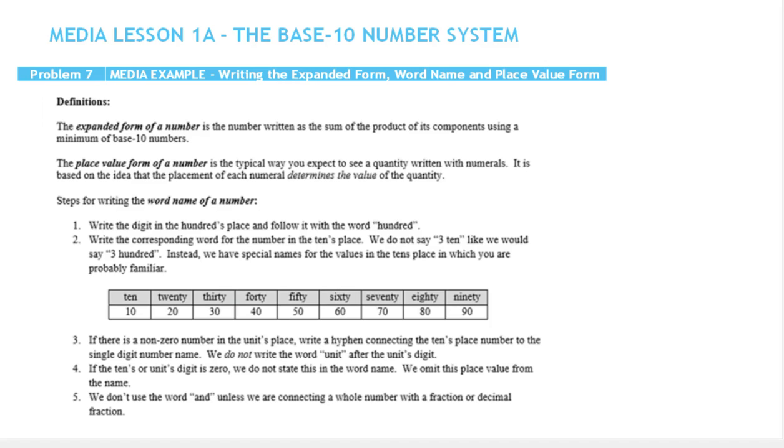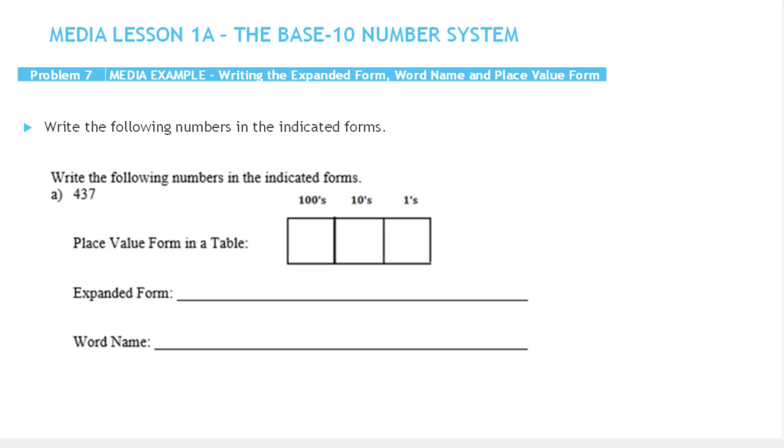In this example, we're going to learn a lot of different ways to write a number. We're going to write numbers in expanded form, the word name, and the place value form, and also the place value form in a table. So notice here we have all of the definitions, and this is in your packet if you want to refer to it, and we're going to reference these ideas as we work through the problems. So let's go to the first problem.